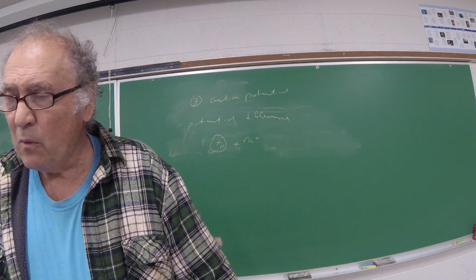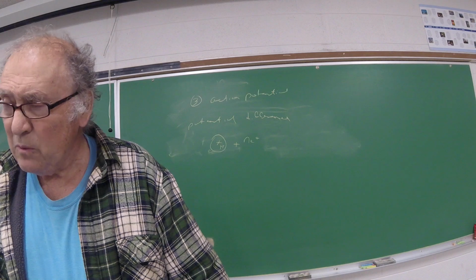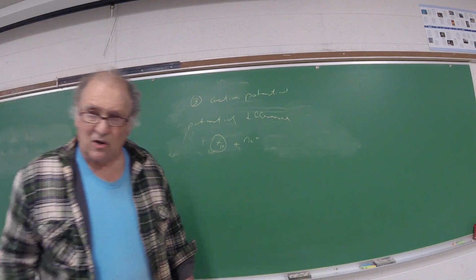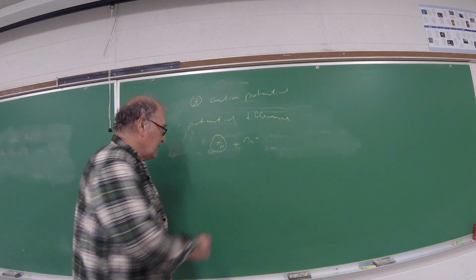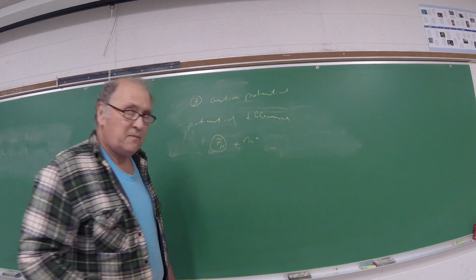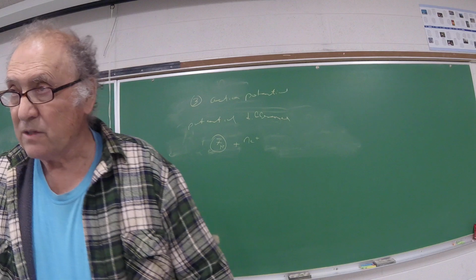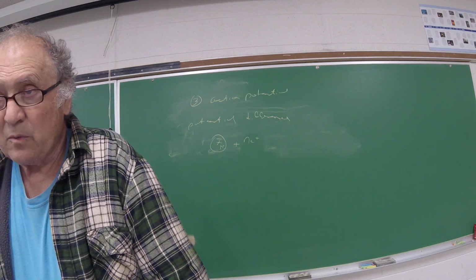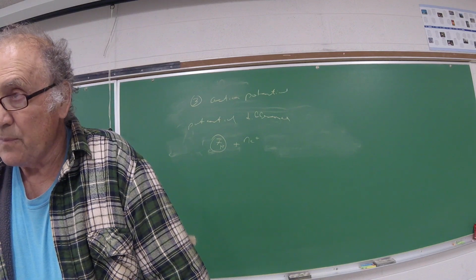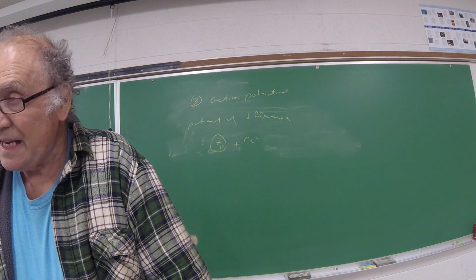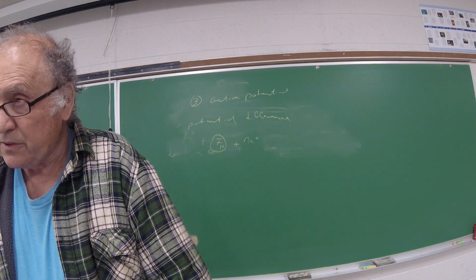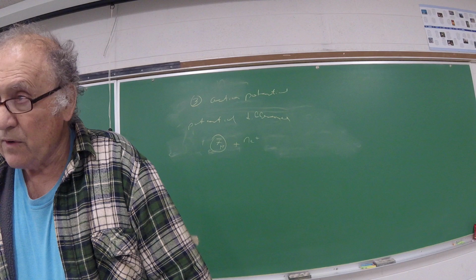But what we do find is there's a negative charge inside this cell. The negative charge inside the cell is due to negative ions called anions that are trapped on proteins that cannot get out of the cell. So our cells have a negative resting membrane potential.